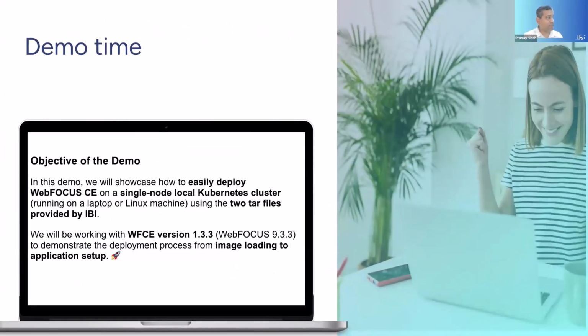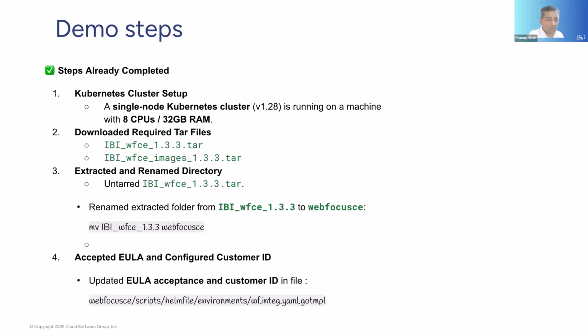So what we're going to see today is a single node Kubernetes cluster running 1.28. We're going to take the two tar files that I showed you, which you can get from our download site. We're going to use WebFOCUS CE 9.3.3, load these images and start deploying. Since I've got 15 minutes, I have a pre-recorded demo and I'm going to quickly go over that. What I've already done in this demo, if you're following along, is I have a Linux machine with 8 CPU and 32 GB RAM, running Kubernetes 1.28. I have already downloaded the two tar files. I have untarred the WFCE tar file and renamed that folder WebFOCUS CE. And I've already accepted the EULA and the customer ID.